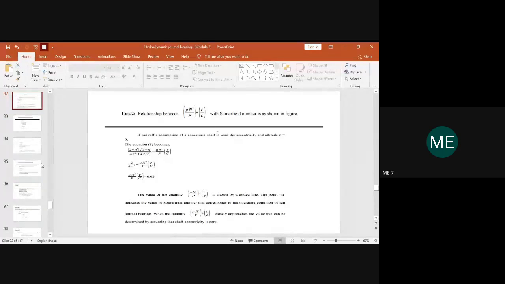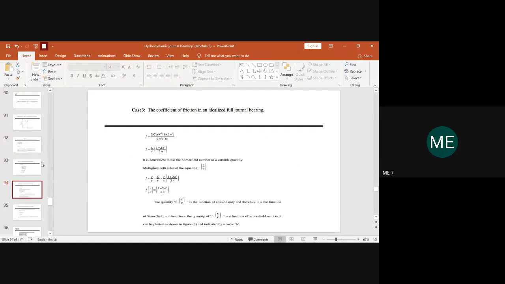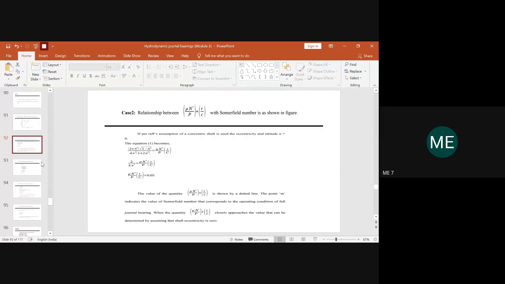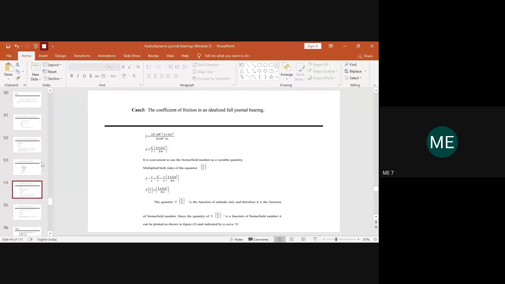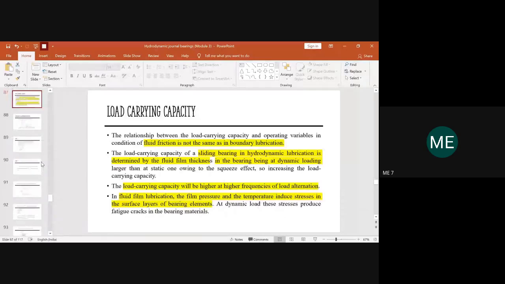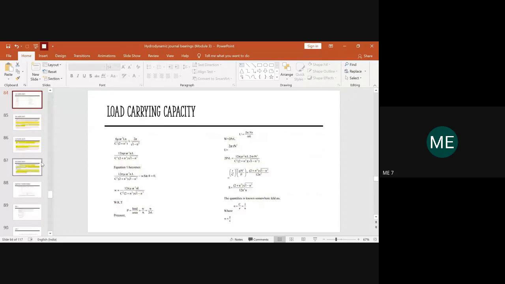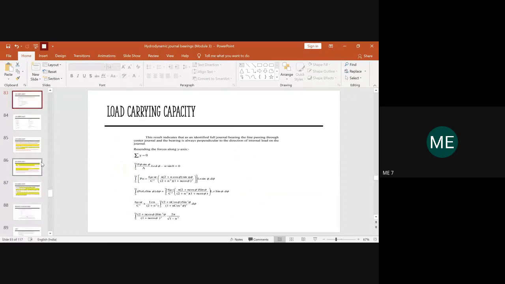Related to the significance of the Sommerfeld number, we dealt with 4 cases: case 1, case 2, case 3, as well as case 4. How the equations of coefficient of friction will be equated with respect to the load bearing capacity so that it yields the required Sommerfeld number. So we dealt with the significance. Before that, I just brushed up on the load carrying capacity of any journal bearing, right? So what its significance is, why it is needed, and a derivation.